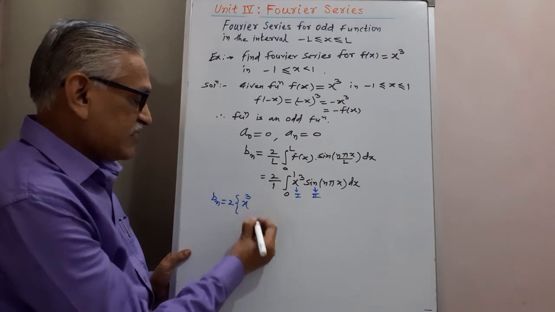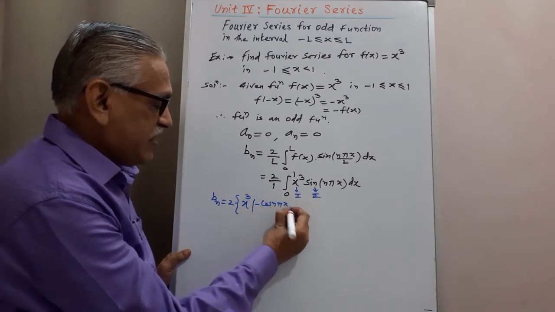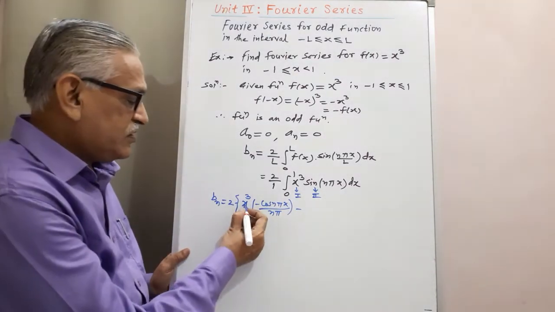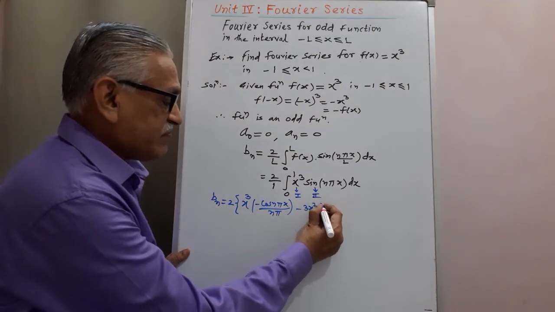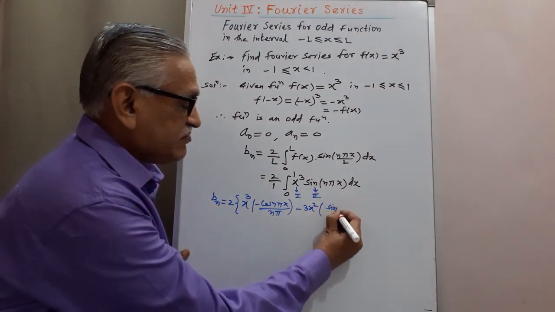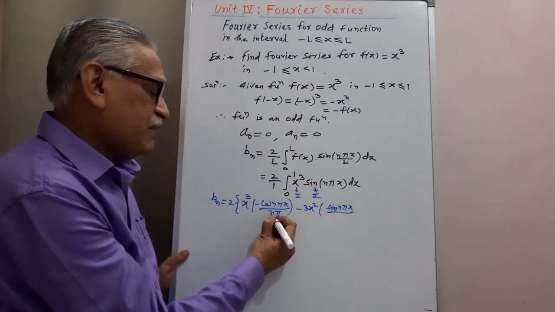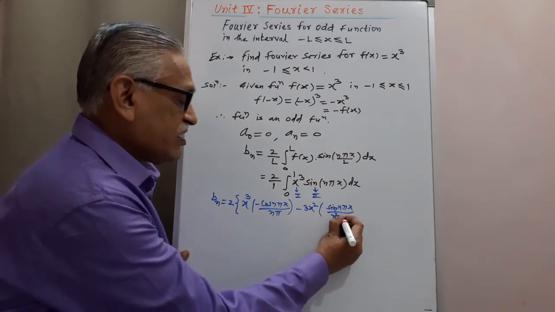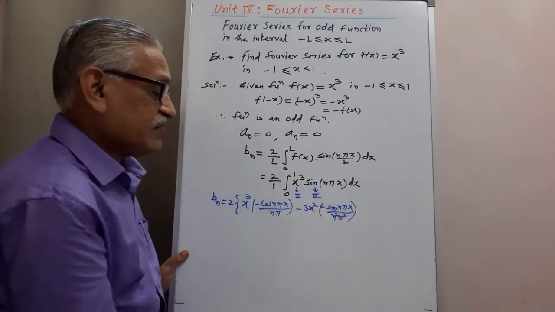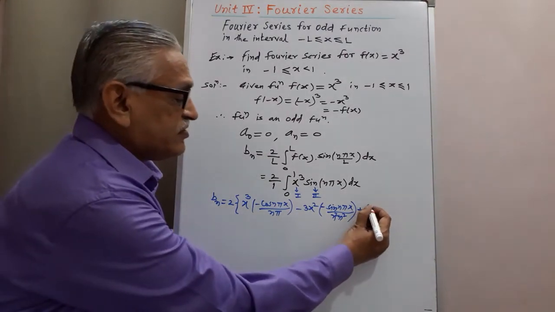integration of sine is minus cos n pi x by n pi, then minus derivative of x cube, its derivative is 3x square, integration of cos, next integration of cos, its integration is sine n pi x by n pi, and at previous n pi it becomes n square pi square. Next one is with minus sign, therefore plus derivative of 3x square, its derivative is 6x.